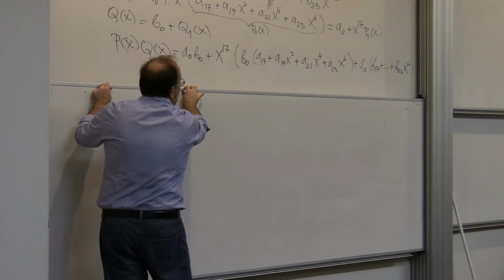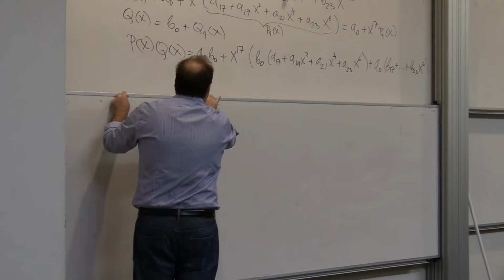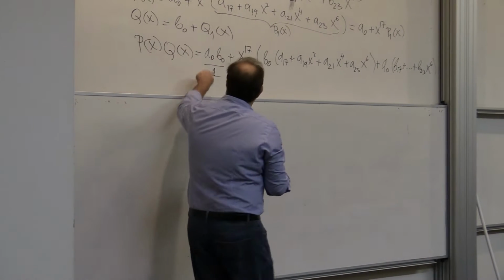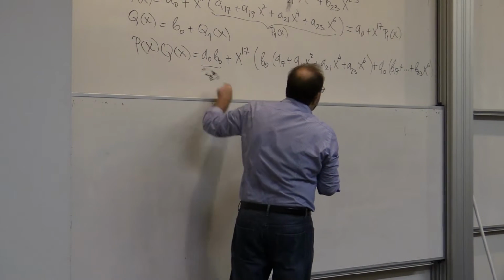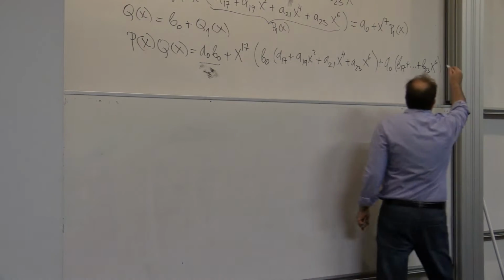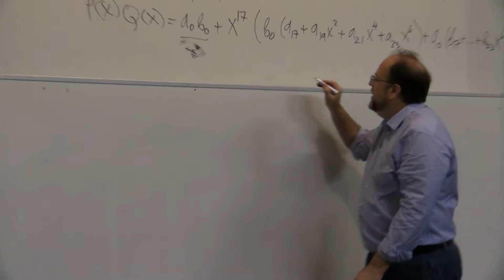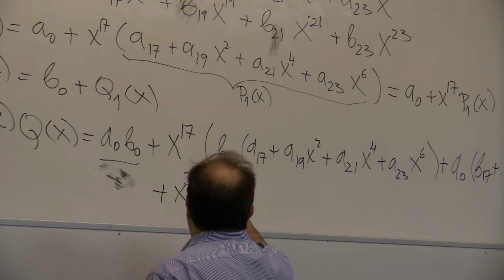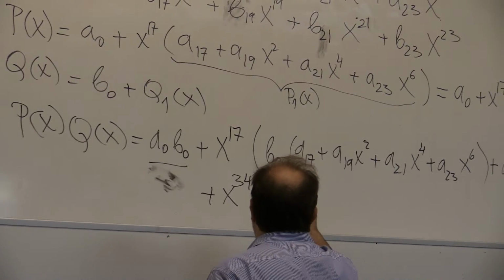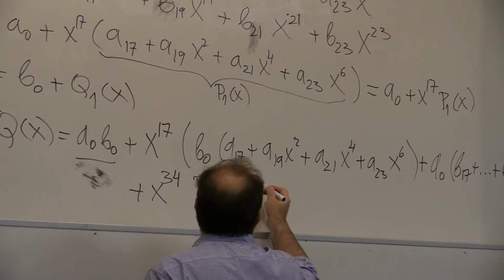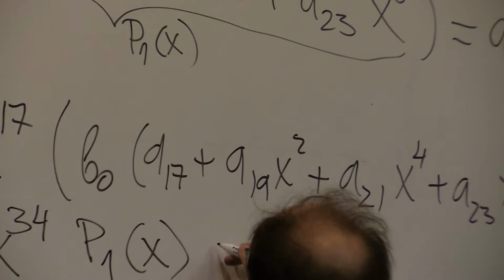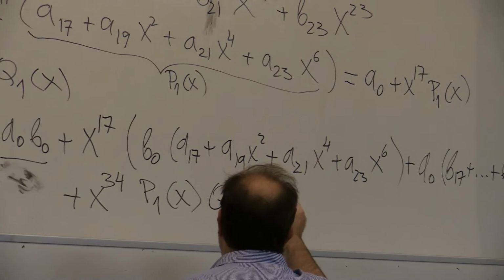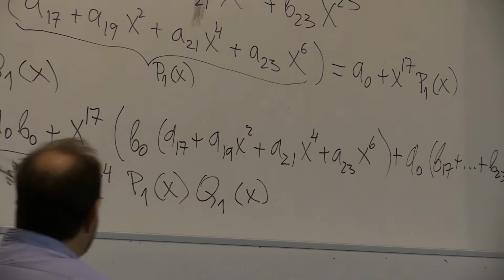Okay, so what do we have now? We have one multiplication here, right? Oh, we haven't finished the whole story here, right? So that's this part, and then we have plus x to the 34, and then here we have P1 of x times Q1 of x, right? You agree with this?